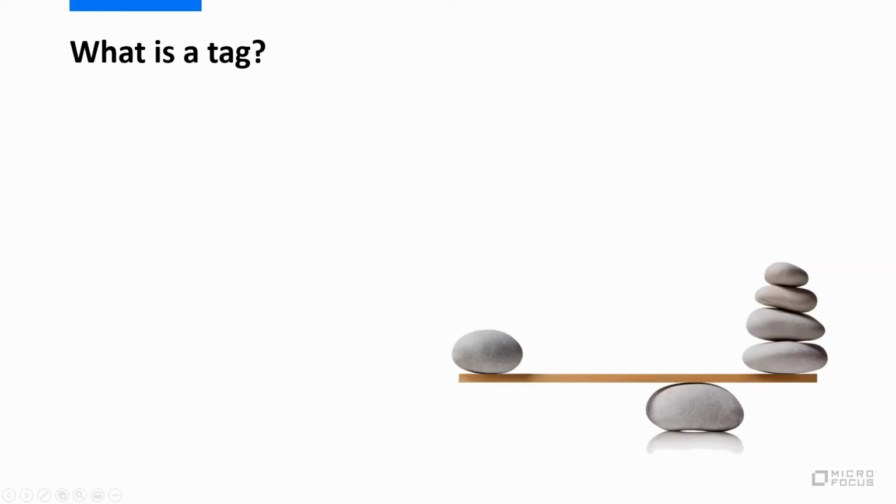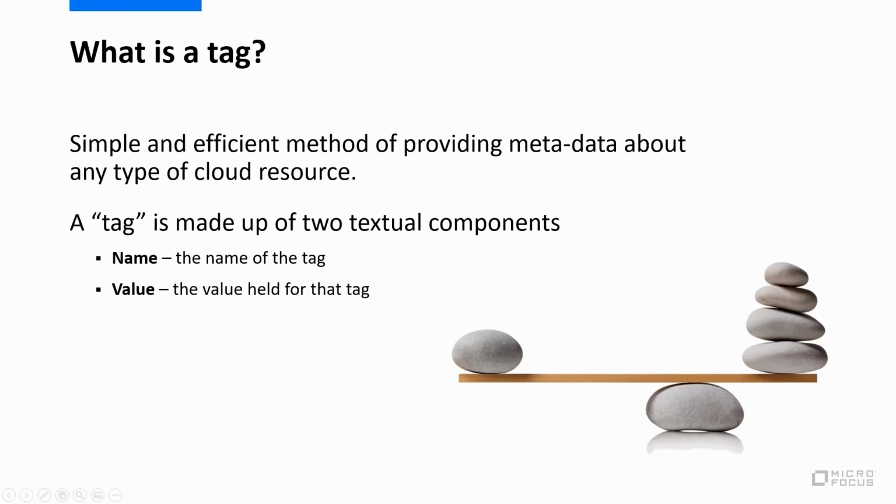What is a tag, you might ask? Well, there's really no difference between a tag and any other attribute you might have in your CMDB, except that the tag is managed in the cloud rather than something that is discovered on your device. A tag is made up of two components. There is the name and the value, and you manage this within the cloud console that you might be using.